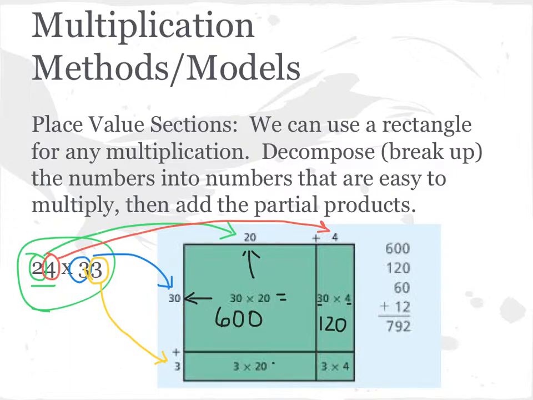In this box down here at the bottom, we have 3 times 20, which is 3 times 2, or 6, with 1 zero. And then the very last box, we have just 3 times 4, which is 12. Now that we have 4 separate partial products, they're called partial products because they're just products of pieces of these numbers. Now that we have these partial products, 600, 120, 60, and 12, we add them all together to get a final product of 792.